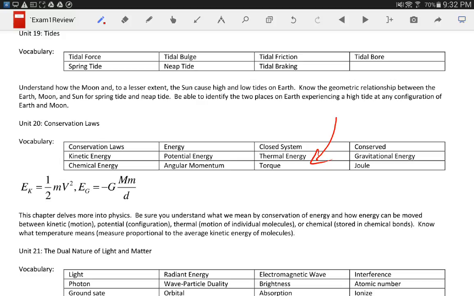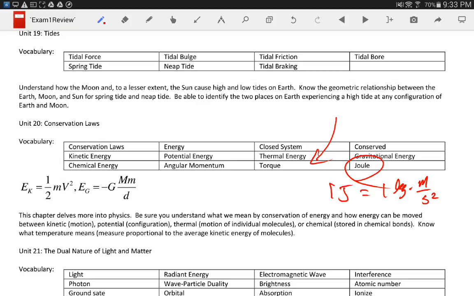Okay, the unit of energy is the joule. So when you did energy problems, you had to use the units of joules. 1 joule is 1 kilogram times a meter per second squared. Kilogram is mass, a measurement of how much stuff is present. Meter, distance. Second, time. Put that all together and you get the joule.